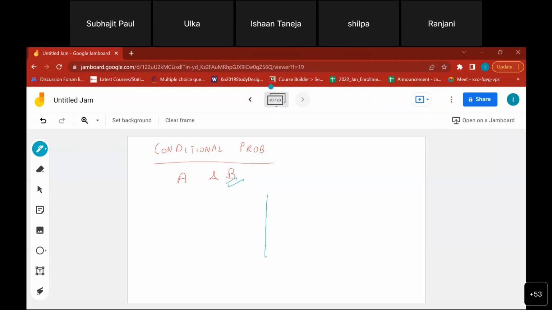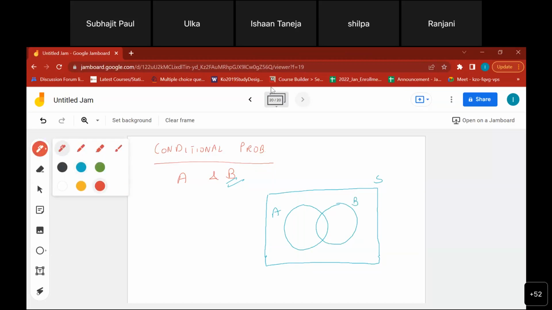And we know that event B has already occurred. So now let's visualize it with a Venn diagram. Initially this was my complete sample space, right? This was event A and this was event B. Now I know that my event B has occurred. Whenever we say that event B has occurred, it means your new sample space is event B now. This is your new sample space, this red circle.